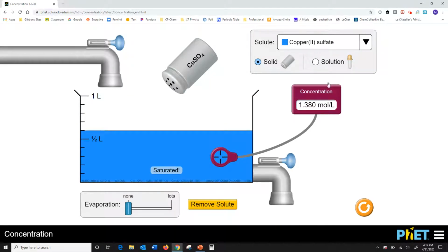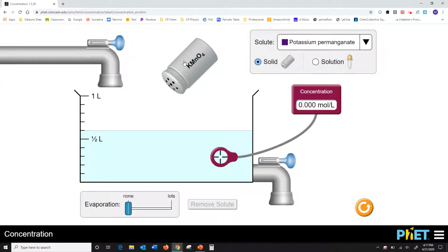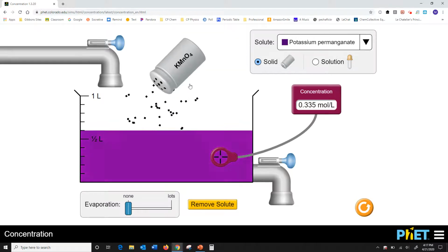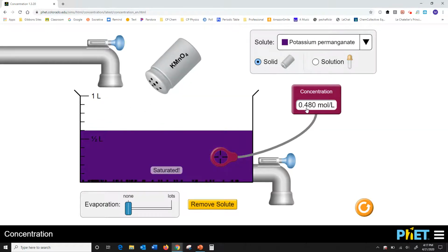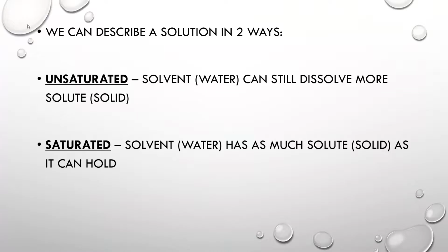The saturation point, so here's 1.3 molar. If we use something else like potassium permanganate, you'll notice it's not going to get up to 1.3 molar. It's much lower, 0.4. So different substances have different rates at which they're going to saturate, at which point they're not going to get into the water anymore. So you should play around with that, certainly, to get a sense of all that. There's also a little lab you can do from home.